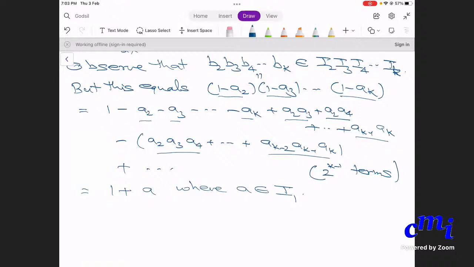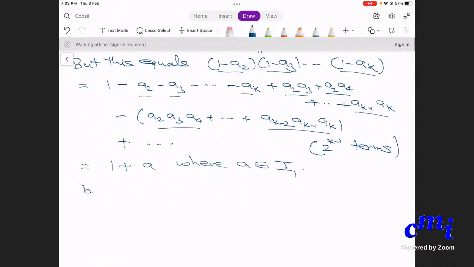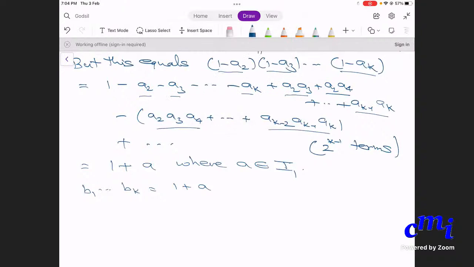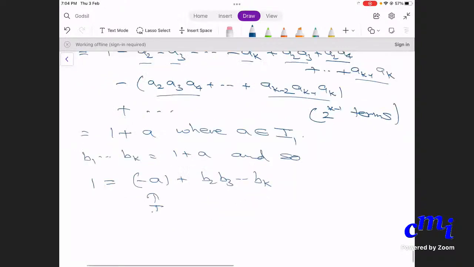So what have we seen? We have seen that B1 up to Bk is 1 plus A. So 1 can be written as minus A plus B2, B3 up to Bk. This is an element in I1. And this is an element in I2 intersect I3 up to Ik.